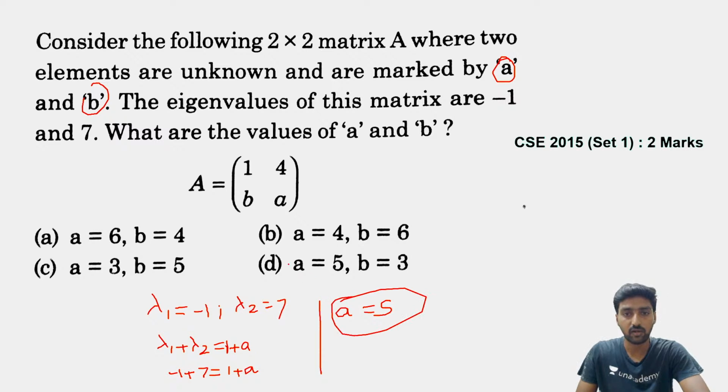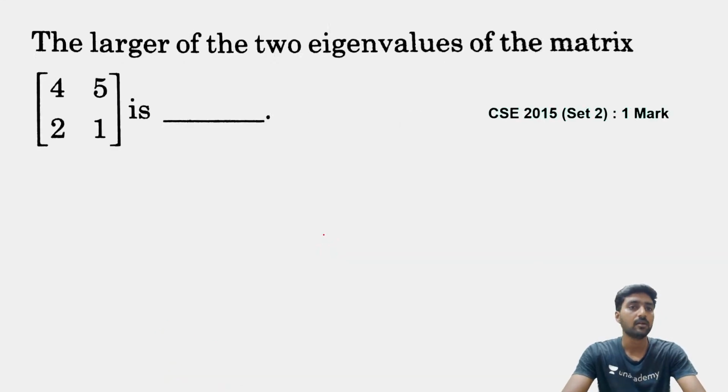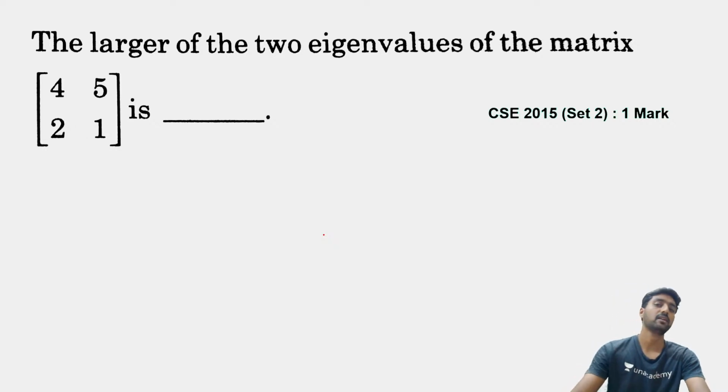A is equal to 5 is available in only one option, so directly we can select the option D. It's not necessary to find B. If you find B, we will get 3. Next, the larger eigenvalue of the matrix. So what will be the larger eigenvalue for this matrix? We need to identify the eigenvalues first, then we can take the larger.